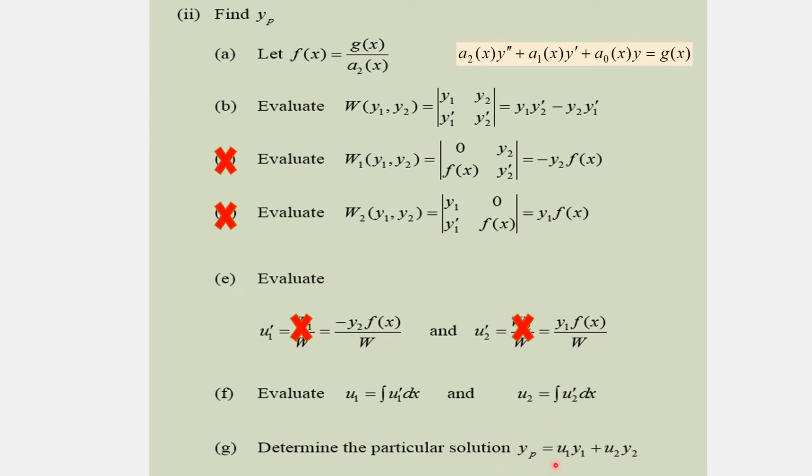Yp is U1 Y1. Whatever you got over here, you must multiply with the first function Y1 in the YC, plus U2. This is what you got in part F, U2. And then you multiply by Y2, the second function that you've obtained in YC. So this is the formula for Yp when you apply the method of variation of parameters.